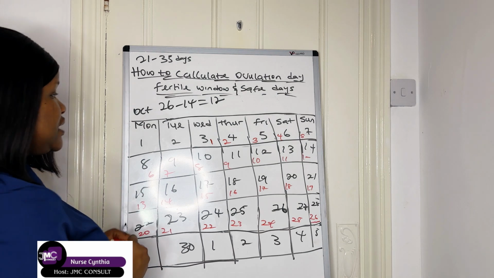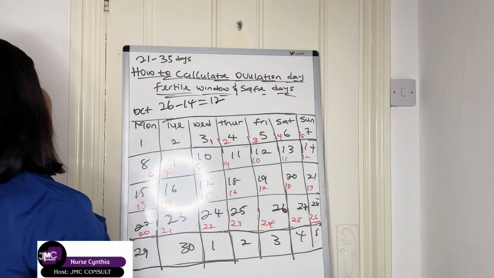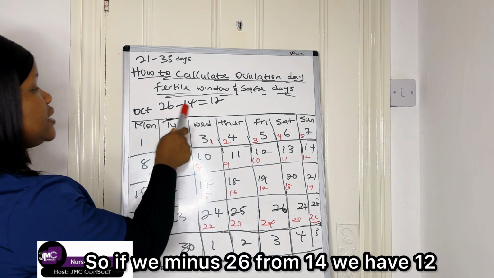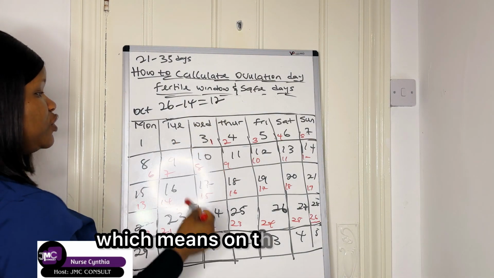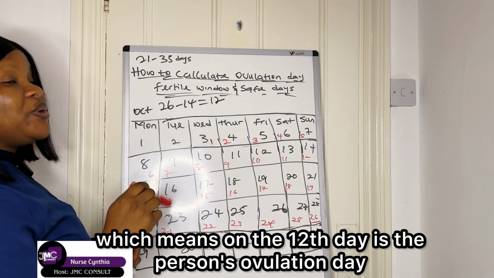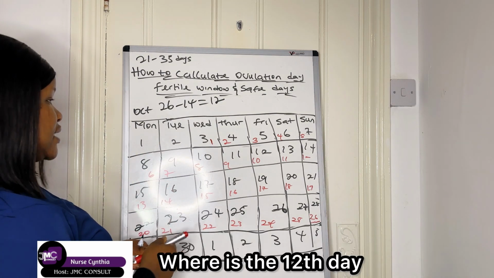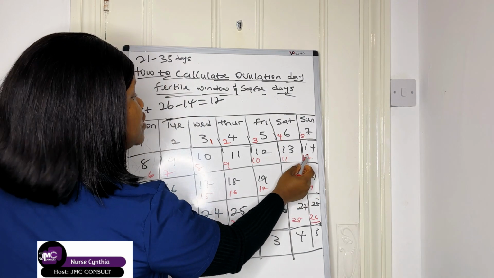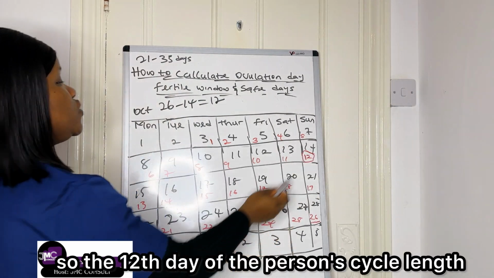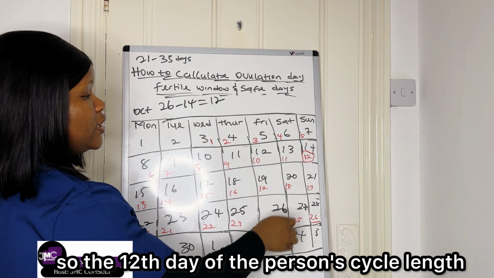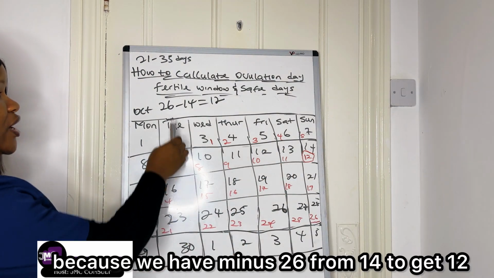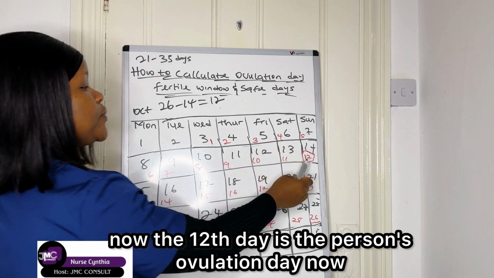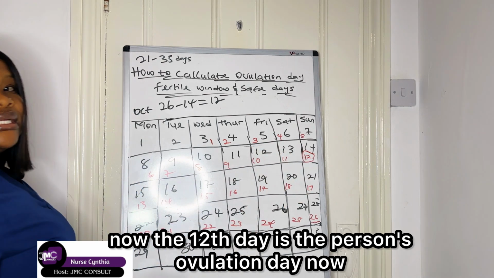Now, if the person's menstrual cycle is 26 and the menstruation starts on the 3rd, so if we minus 14 from 26, we have 12, which means the 12th day is the person's ovulation day. Where is the 12th day? The 12th day is on the 14th of October. So the 12th day of the person's cycle length is our ovulation day, because we have minus 14 from 26 to get 12.